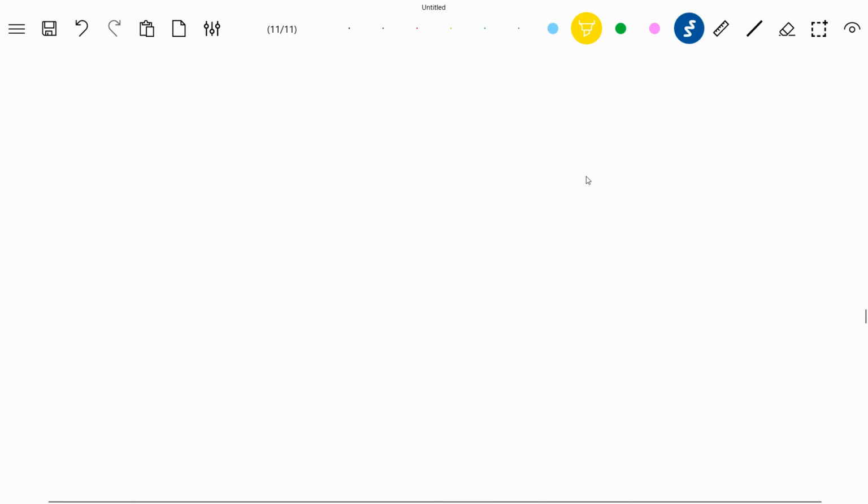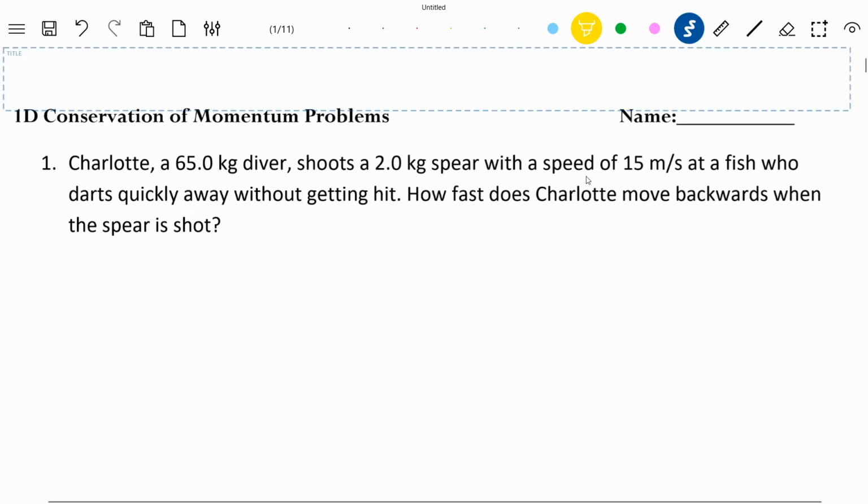So I'm going to go right back to the beginning here. This is that second worksheet from the momentum unit. So let me scroll all the way back. I just did that as a page at the end. Okay, here we go. Let's apply this to see how we can get through these problems.